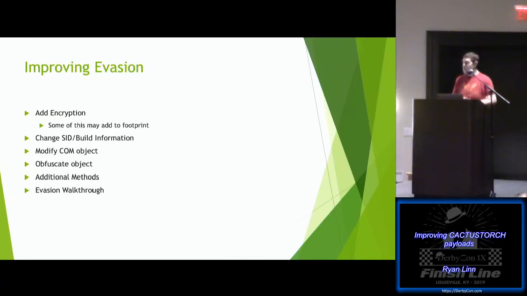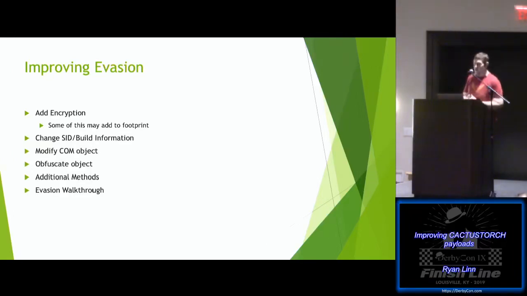Modifying the COM object, changing the COM object's name, the method names. The method names can't be randomized. For COM objects, once you compile it, they have to stay the same. So you can make them random things, but you have to modify all of your code to match those random things, and you can't do it randomly for each instantiation.